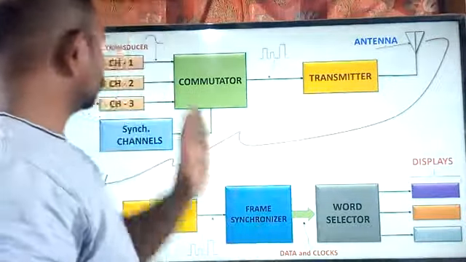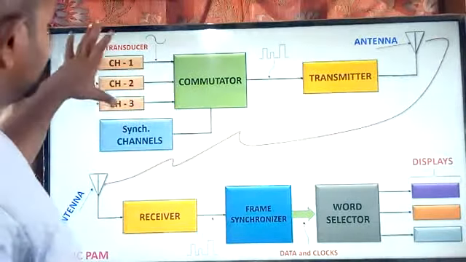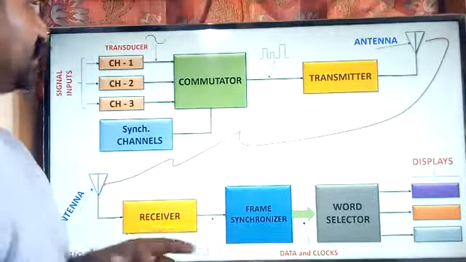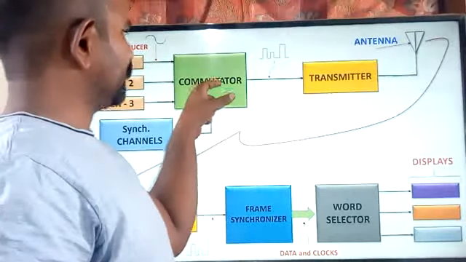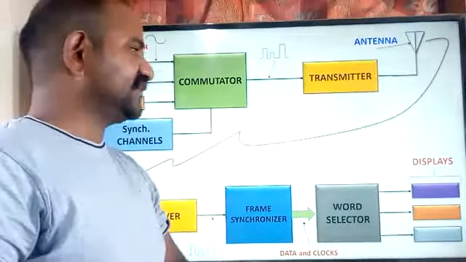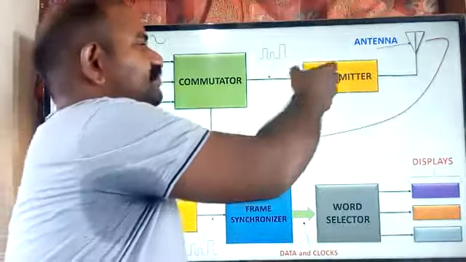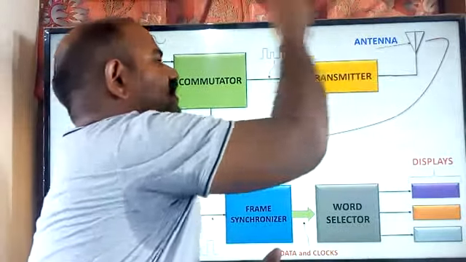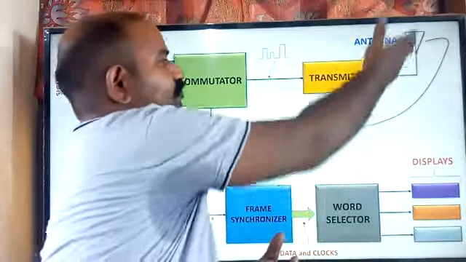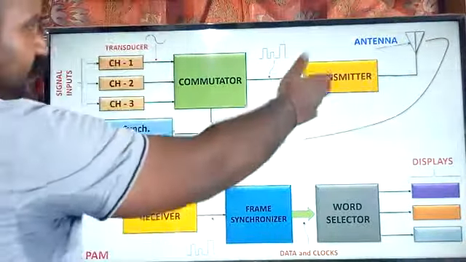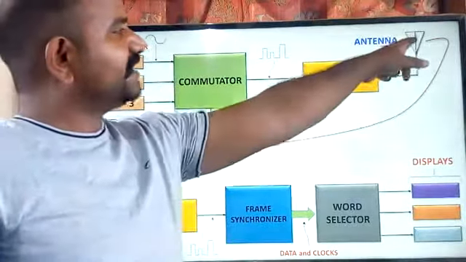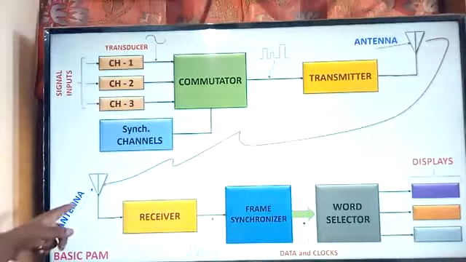So just remember that the commutator is going to sample the information based on the sampling rate, using only one path, and this information is going to be transferred to the transmitter. The transmitter converts the information, means the information is going to be modulated in the transmitter block, and that modulated information is going to be transferred via wireless communication. This is the antenna at the transmitting end. This is the antenna at the receiving end.